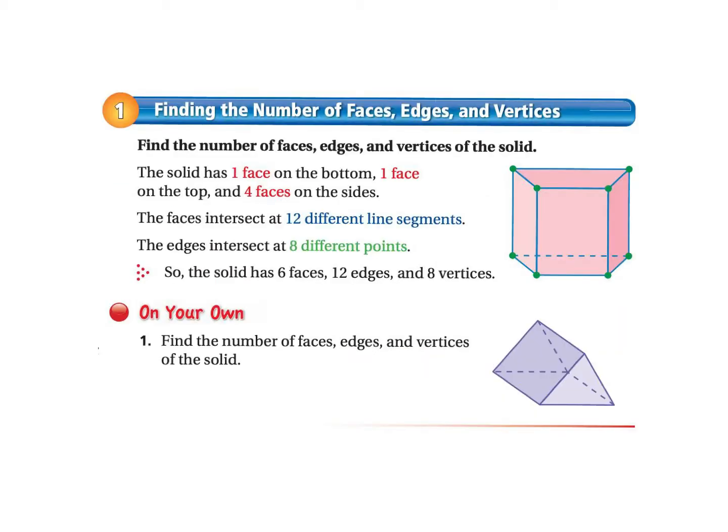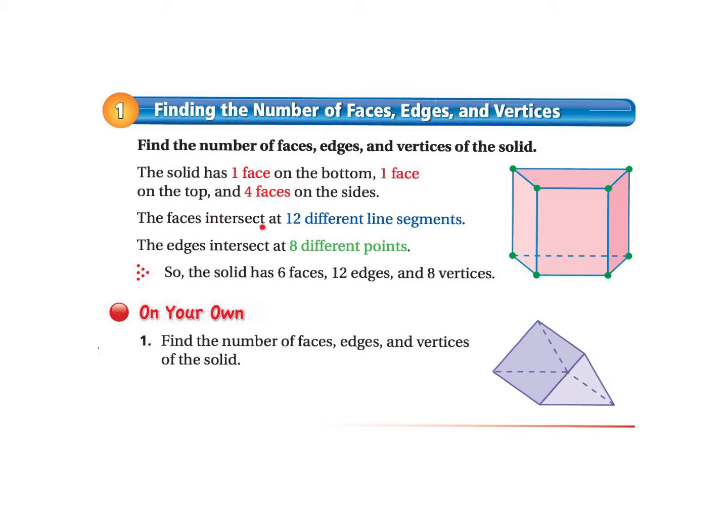So now it's asking us to do a couple problems. So find the number of faces, edges, and vertices of the solid. The solid has 1 face on the bottom, 1 face on the top, and 4 faces on the sides. So top, bottom, 1, 2, and then 4 sides. 1, 2, and then that back side, 3, 4.